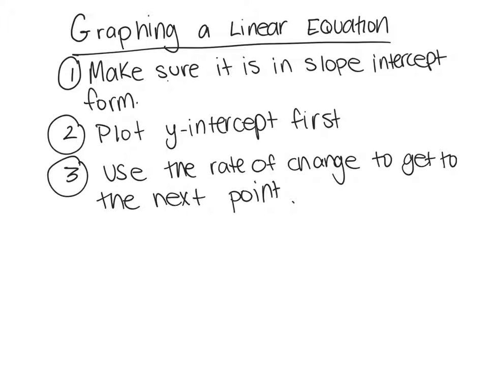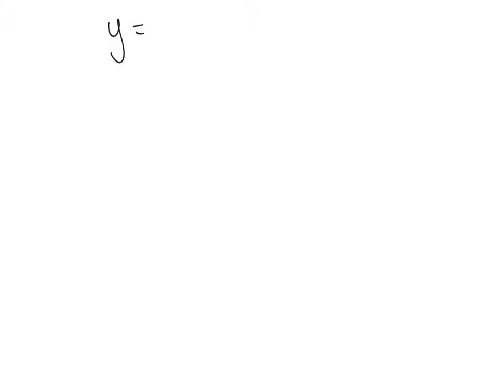To graph a linear equation, you need to make sure that it is in slope-intercept form. You need to plot your y-intercept first, and you need to use the rate of change to get to the next point. So, here's an example. y is equal to 7x plus 5.